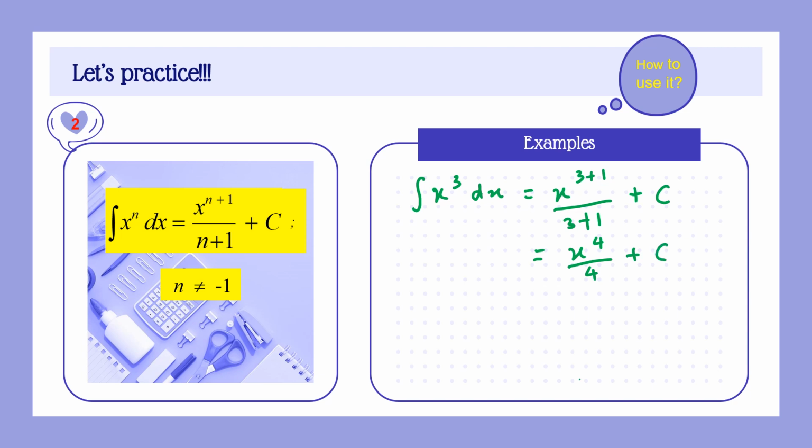Let's say we have integrate x to the power of negative 2 dx. So this one, x to the power of negative 2 plus 1 over negative 2 plus 1, plus c. So x to the power of negative 2 plus 1, we get x to the power of negative 1. So this one becomes x to the power of negative 1 over negative 1, plus c.